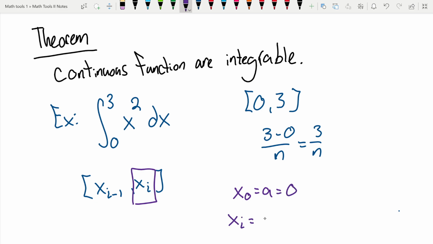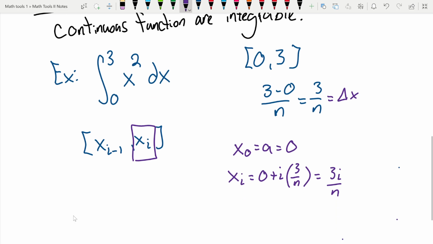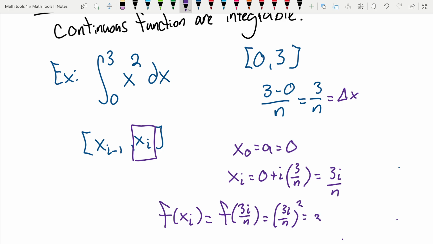So x sub i equals 0 plus i times delta x, which is the width. So it's equal to 3i over n. Okay. So we want to look at the sum, which includes f of x sub i. So this is going to be f of 3i over n, which is 3i over n squared, which is going to be 9i squared over n squared. Okay.